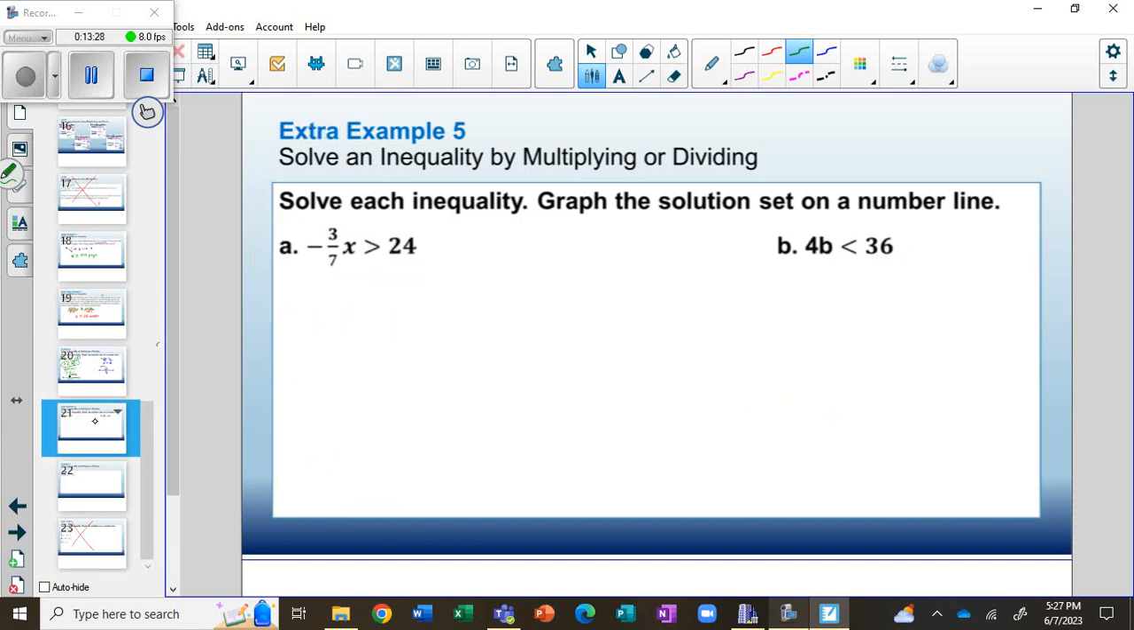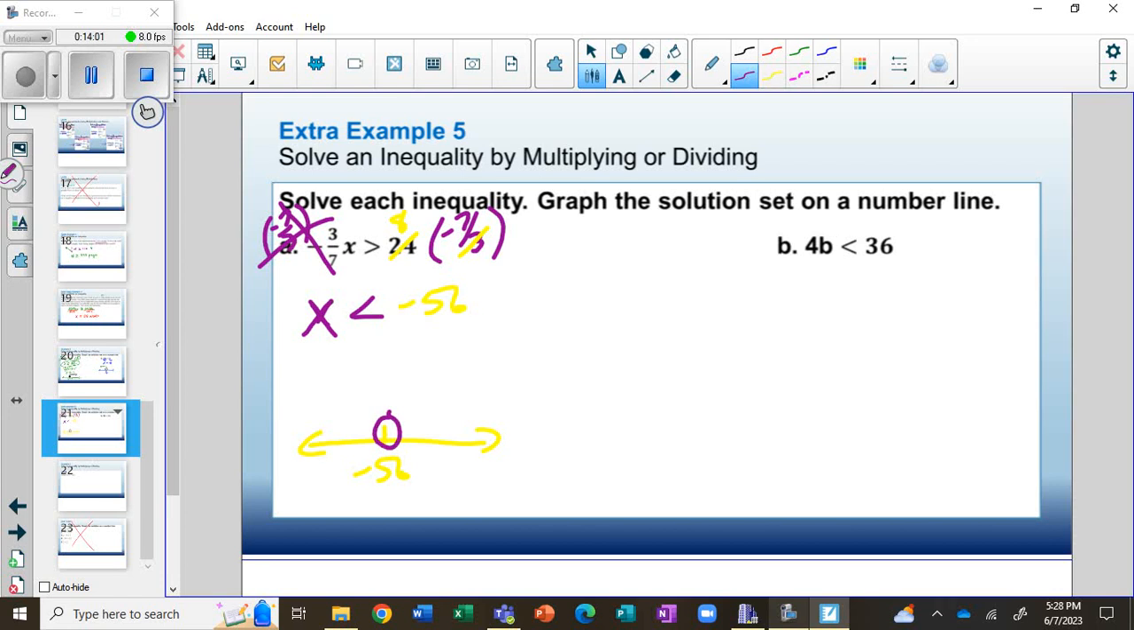Next, negative 3/7 x is greater than 24. I need to multiply by the reciprocal, negative 7/3, on both sides. This will leave us with x. Because I multiplied by a negative number, I flip the symbol, so now it's less than. 24 divided by 3 is 8. 8 times negative 7 is negative 56. On my number line, I have negative 56 here, with an open circle because it cannot equal negative 56. Less than means to the left.